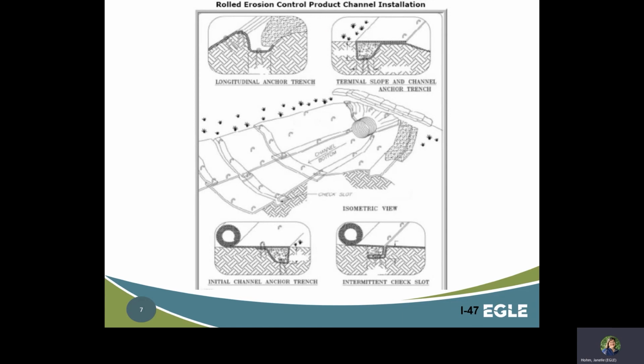This diagram shows the correct installation of rolled erosion control product in a channel. The top and end are trenched, and each roll of blanket is overlapped with the next roll. The blankets are heavily stapled in this application in order to keep the blankets in place.